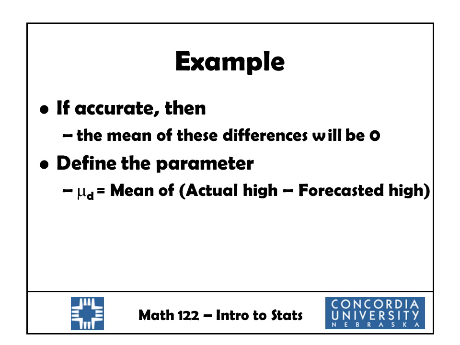To set up our claim, we're going to define the parameter, call it mu sub d, to be the population mean of the actual high temperatures minus the forecasted high temperatures. This is called mu sub d because it is a population mean. The subscript d indicates that it's the mean of a difference. So if the predictions were accurate, then mu sub d would equal 0. That's the way we're going to state our claim.